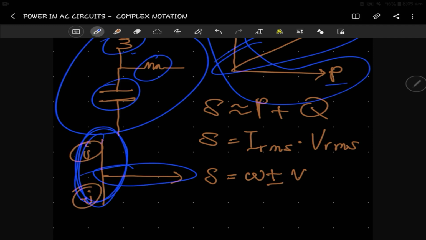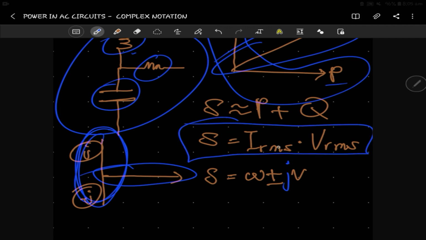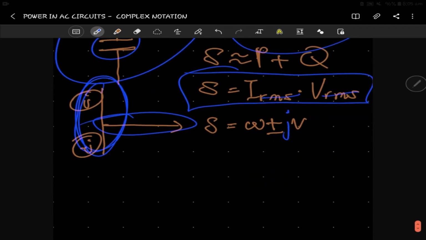Let me use another color. So J, most of the time it's written just before the other value, just to know that we are doing it in complex form. That will mean that if we are trying to find the same power using something of this sort, we won't have to use the current in RMS or the voltage in RMS. We have to get them in complex form. This is basically the rectangular form, and we also have another form.